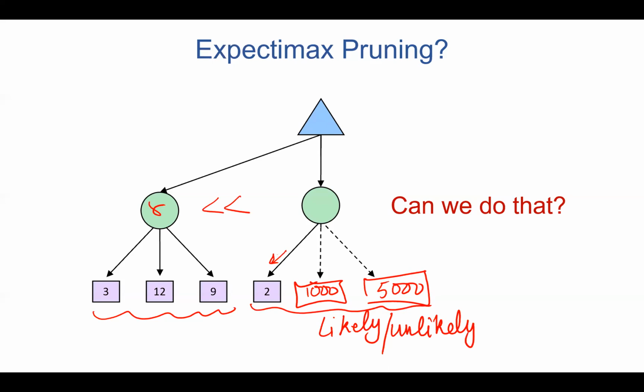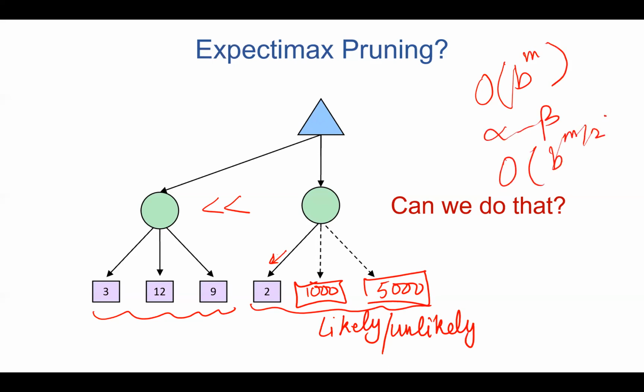Remember, we said that in minimax it was b to the power m. Then with alpha-beta pruning, we had b to the power m by 2. We could have reduced its time complexity to almost half the tree. We cannot do that with Expectimax search. It's not possible because every single outcome is either likely or unlikely. Sounds good so far?